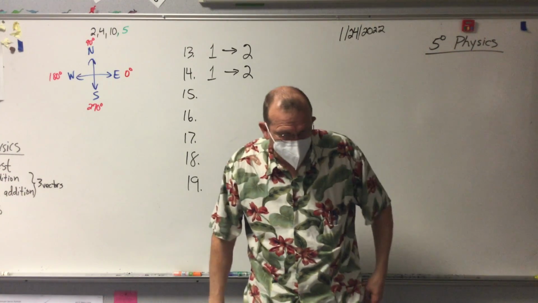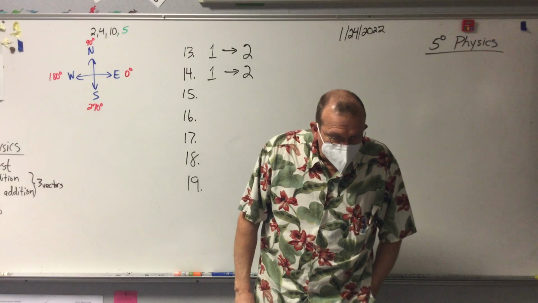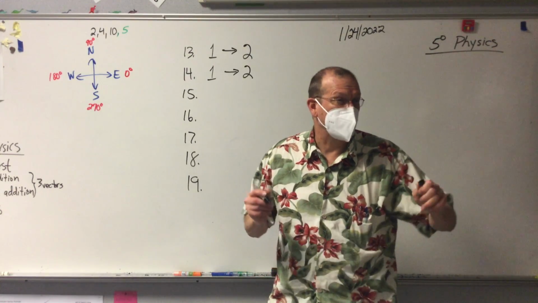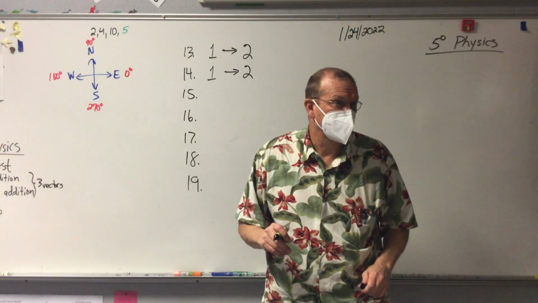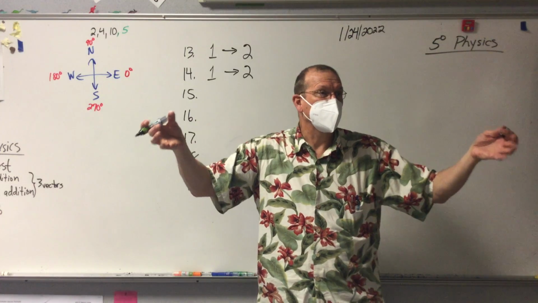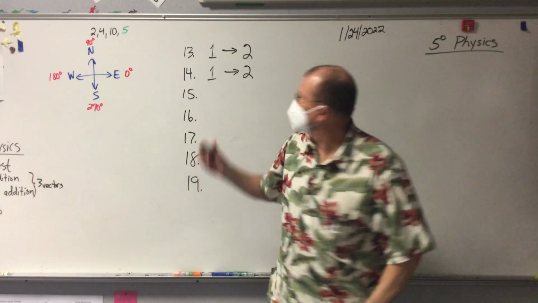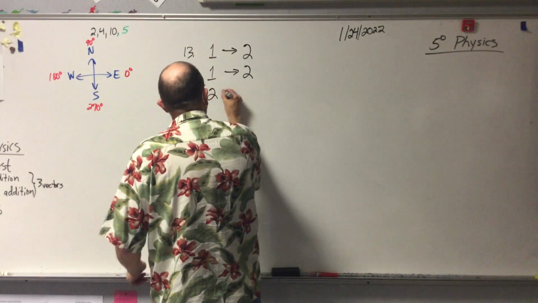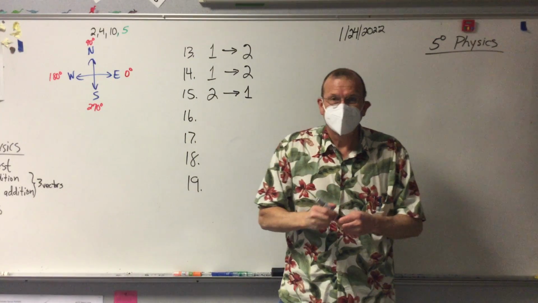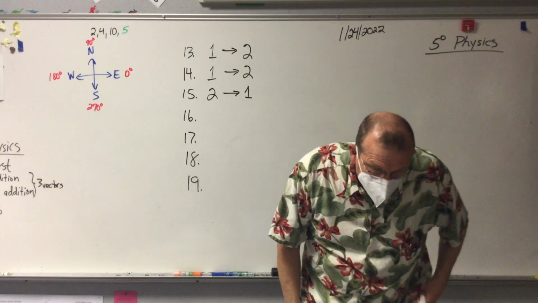15. Okay, why? What are the two things? The dog and the boat. Correct. And they start apart from each other, and then the dog jumps onto the boat. Yep. So that's a 2 to 1. Okay? 16.